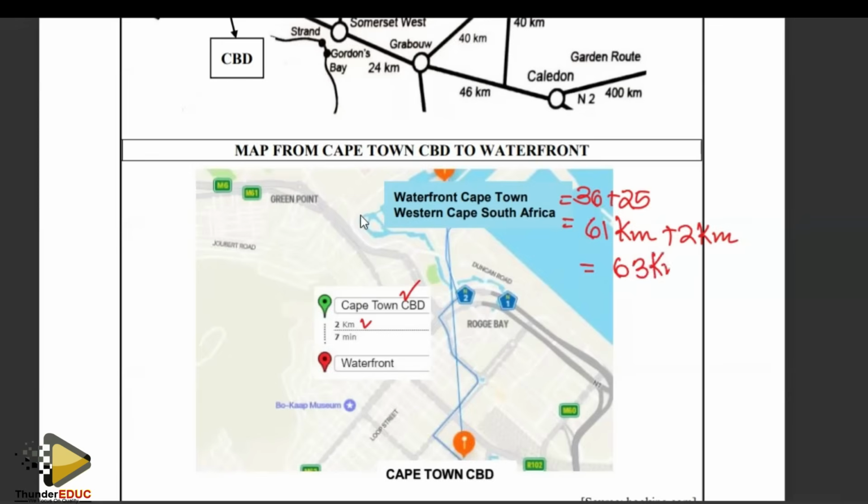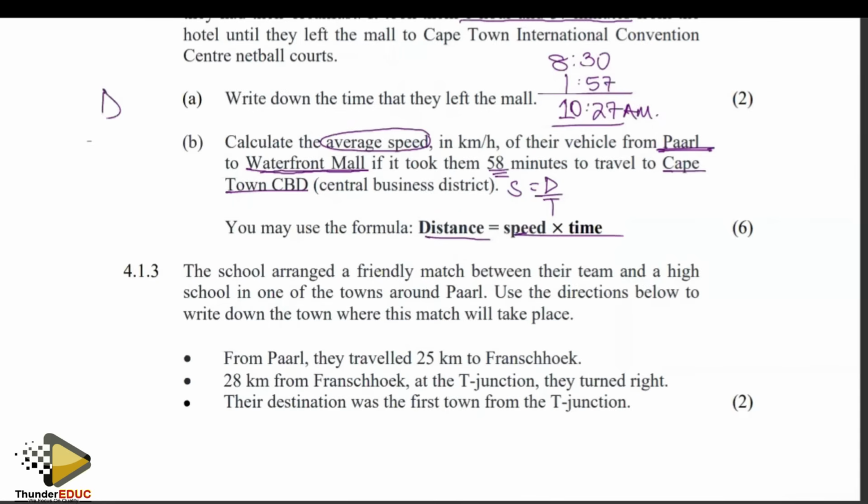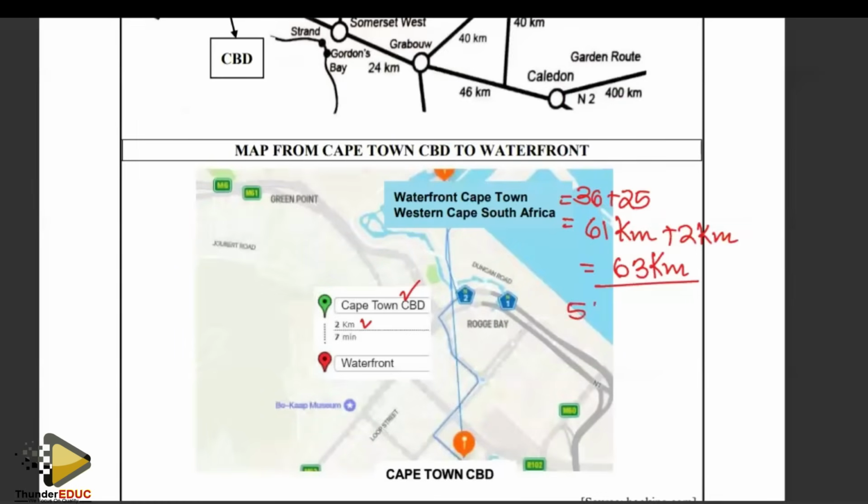Put it aside. Remember, we have the distance as 63 kilometers. What about time? They spent 58 minutes. Let's go back and analyze. So 58 minutes plus the 7 minutes, which becomes 1 hour and 5 minutes.